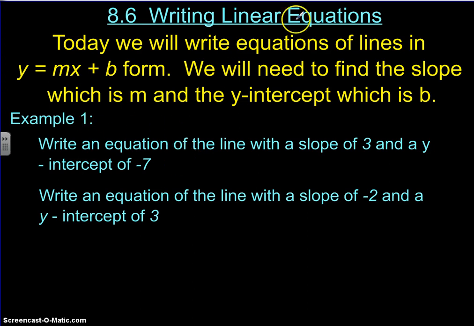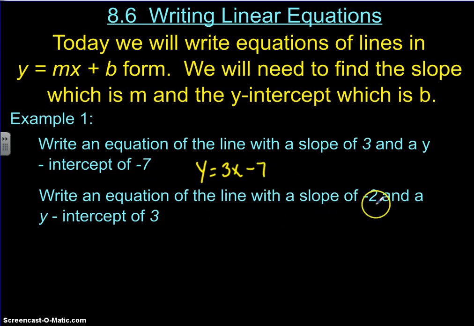So let's look at a very basic, straightforward example. Write an equation of the line with a slope of 3 and a y-intercept of -7. Well, the slope always goes in the place of m, so y equals 3x. The y-intercept is -7, so it'd be -7. You could also write plus -7. That would be the same thing.